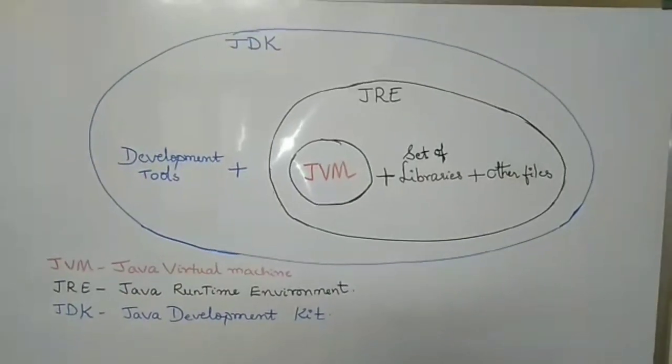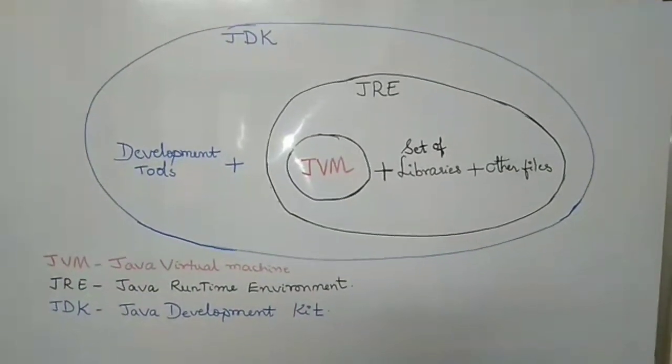Differences between JDK, JRE and JVM. JDK stands for Java Development Kit, JVM stands for Java Virtual Machine and JRE stands for Java Runtime Environment. Now let us look into the differences between all these three with the help of a diagram. Let us take a look at this particular diagram.